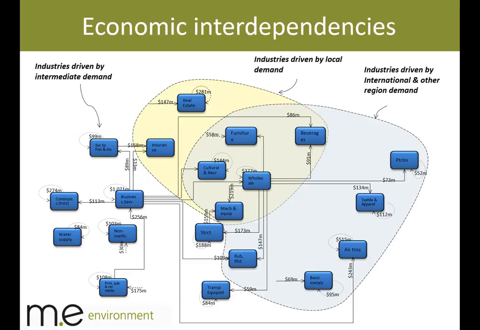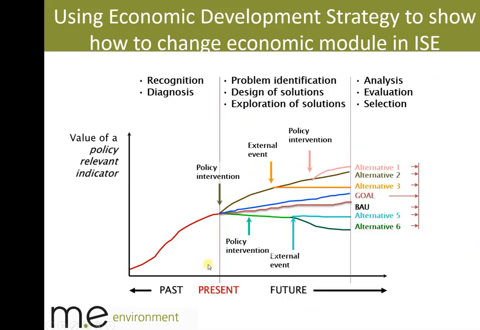The economic model contains 48 industries with economic interdependencies between all those industries. We are going to use an economic development strategy developed by Council to show how to change the economic module in EYES. So the economic model is based on historical trends, has been updated using ANZSIC 06 definitions for 2007 and 2014, and has updated population projections based on February 2015 subnational projections.